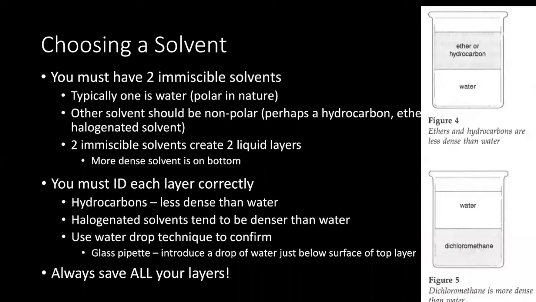Now, we said the more dense layer, the bottom layer, is the more dense solvent. And that's what we see illustrated in figure 4 and figure 5 here. We see water being the polar solvent in both of these illustrations. Figure 4 is showing our nonpolar solvent being an ether or hydrocarbon, our less dense organic solvents. And figure 5 is showing your nonpolar solvent being dichloromethane, or one of your halogenated solvents that is more dense than water. While we can use density to predict what the identification of our layers is, you should still use a water drop technique to confirm which layer is which.